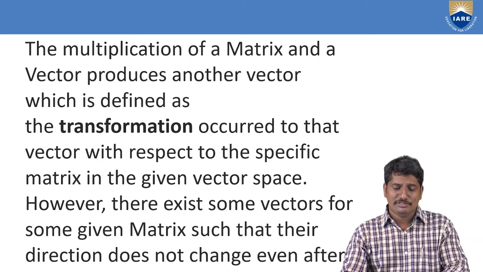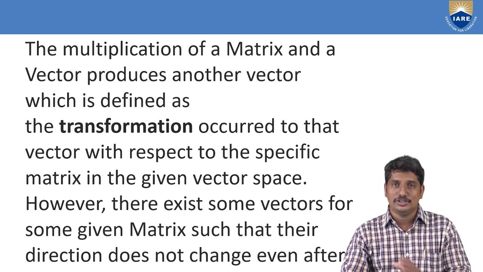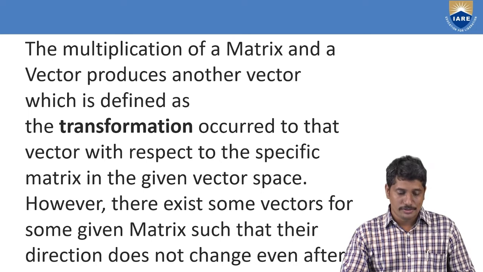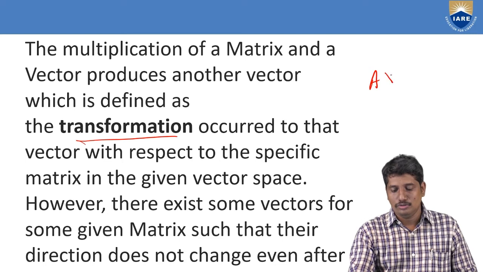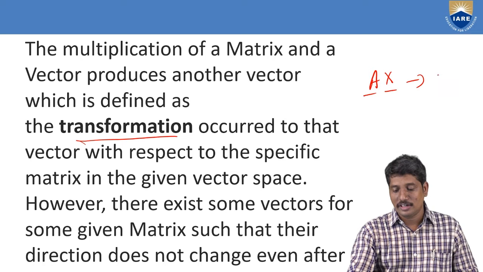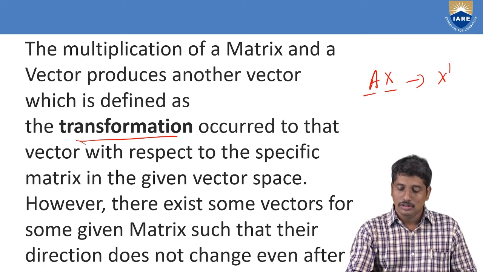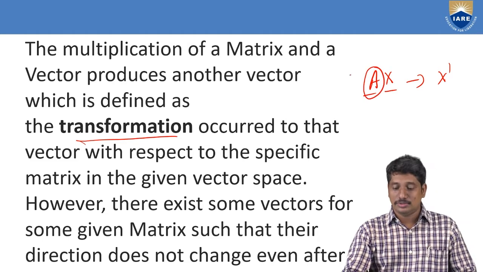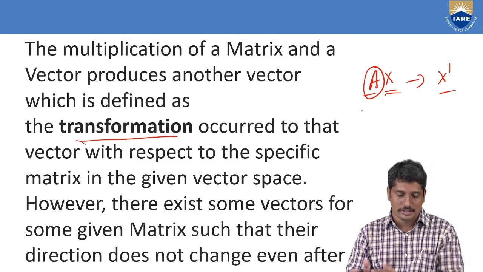Now we are going to the details one by one, which leads to a strong foundation for singular value decomposition. The multiplication of a matrix and a vector produces another vector, which is defined as a transformation. When we multiply matrix A with X, it results in another vector, say X dash, which is called a transformation. So A transforms X into X dash. The matrix A is transforming X into X dash.